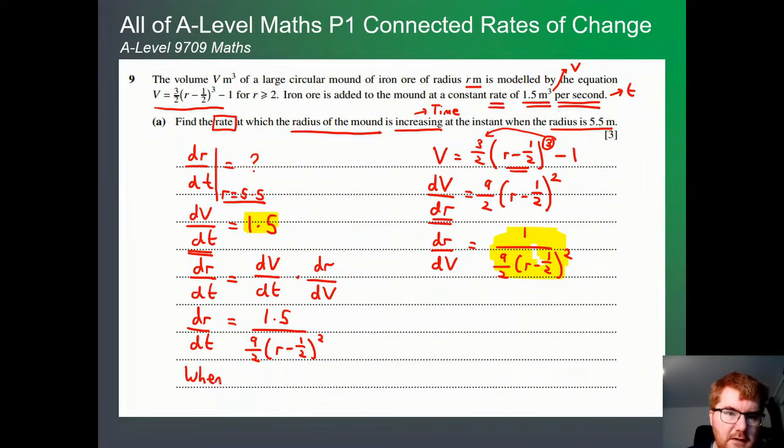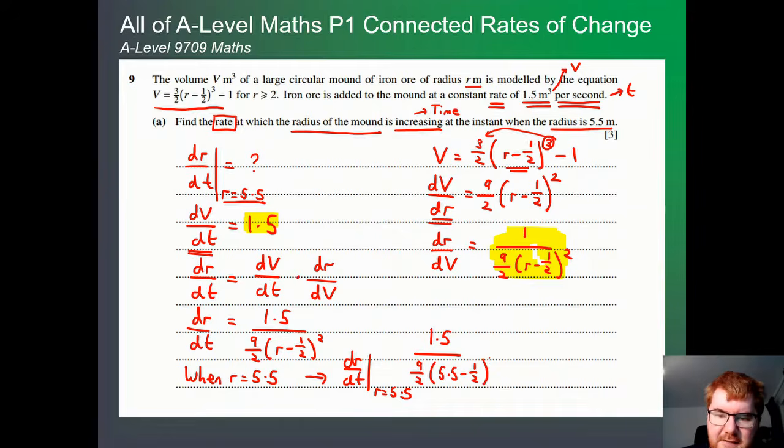So when r is equal to 5.5, our derivative at that point, we just substitute 5.5 for r, so we get 1.5 over 9 over 2, 5.5 minus half, weird mixture of fractions and decimals here, and squared. So let's put this in the calculator and find what it is.